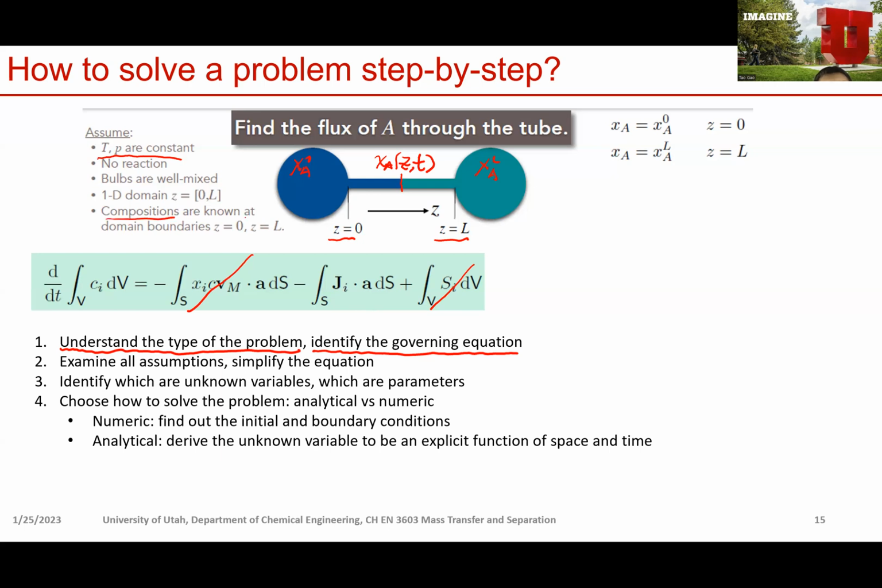Compositions are known at the domain boundaries, z equals 0 and z equals L. That's just the boundary condition for this problem, right? So now we have been able to eliminate these two terms, which leaves us with this: the left term is accumulation, and the right term is the diffusive flux.